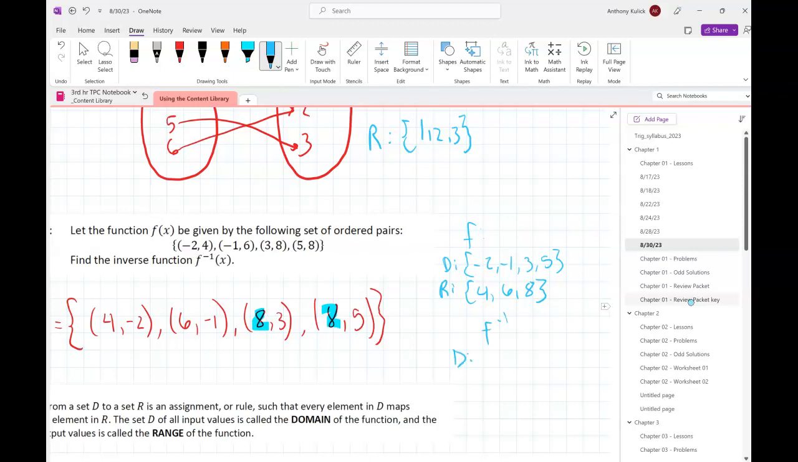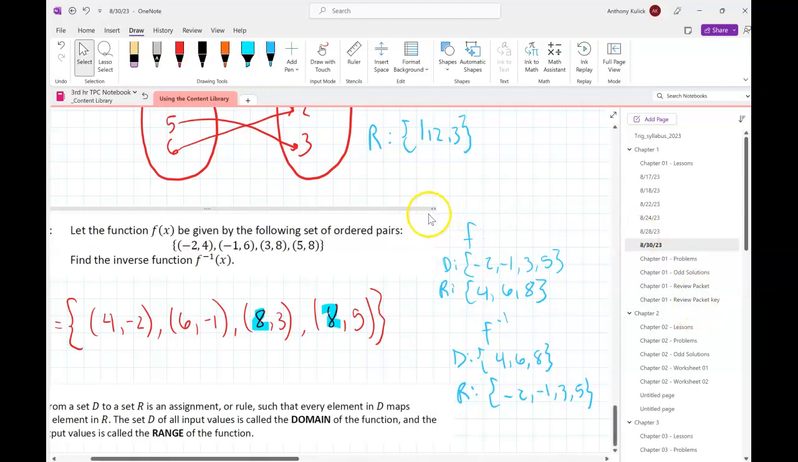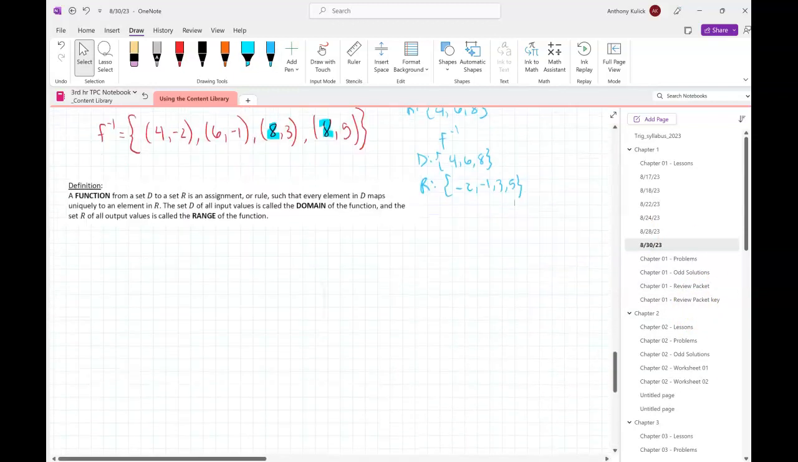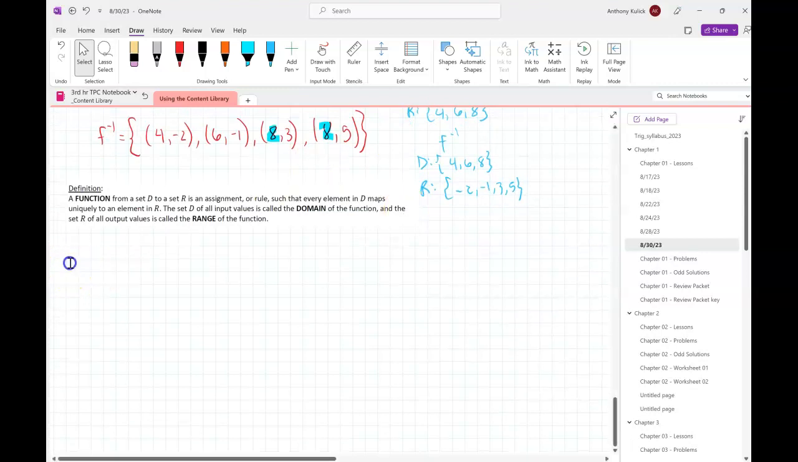For f inverse, our domain was 4, 6, 8, and then 8 again, but we only write things in a set one time. And the range was -2, -1, 3, and 5. And again, I see the same thing going on, right? The domain from f is the range for f inverse. The range for f is the domain for f inverse.